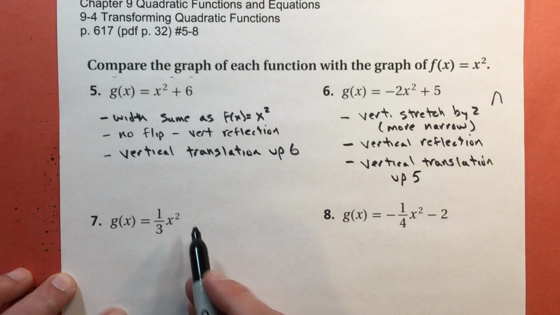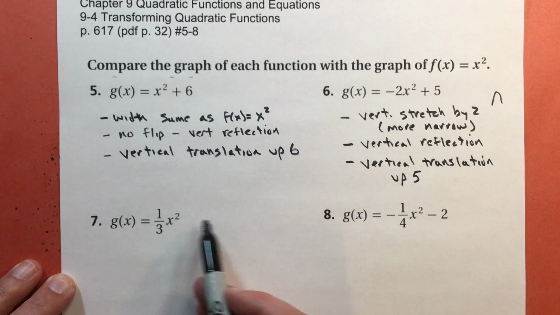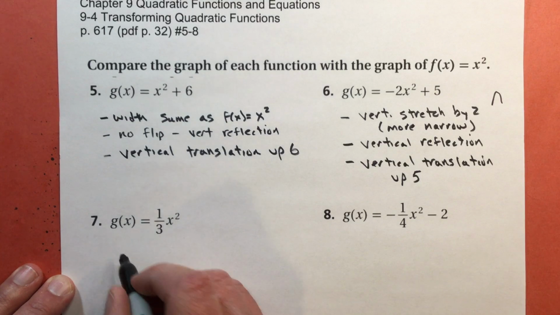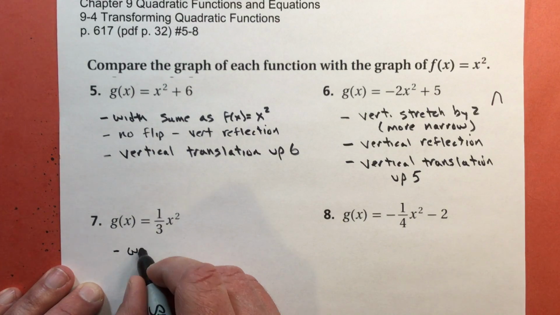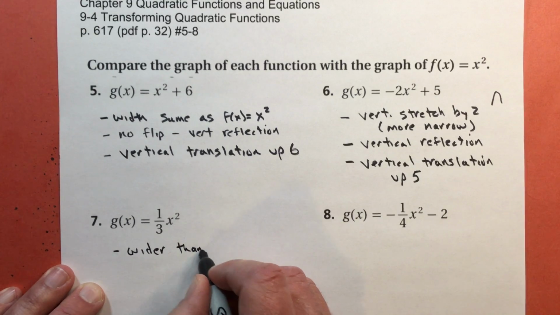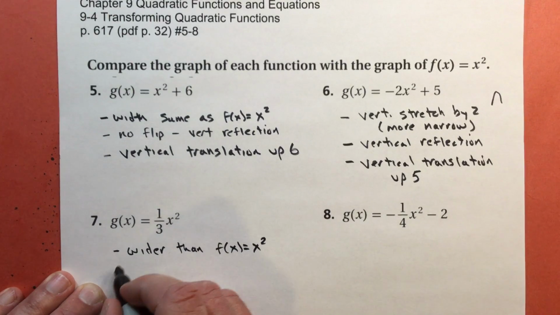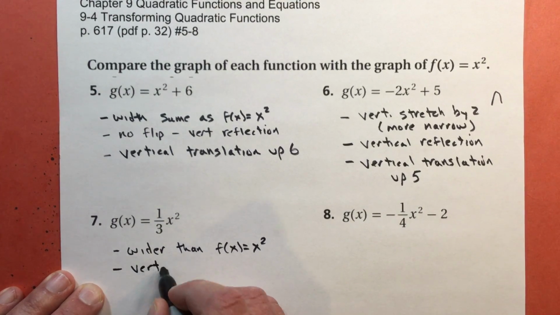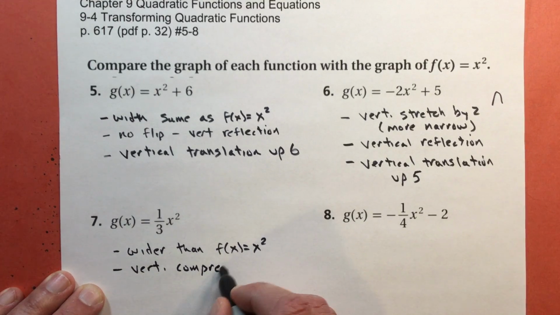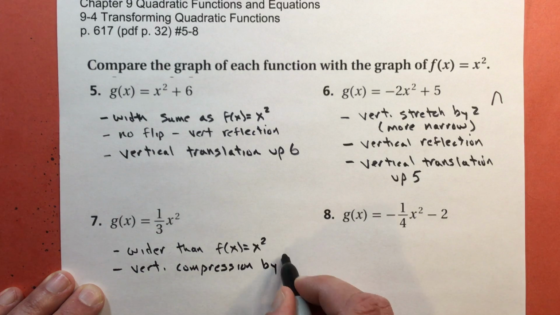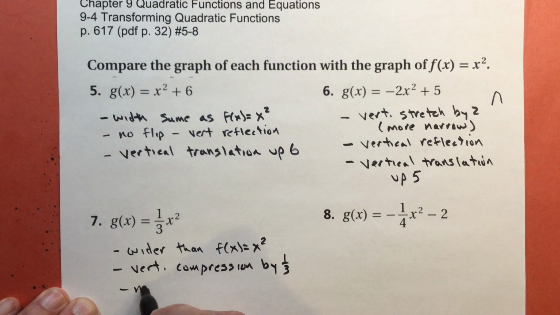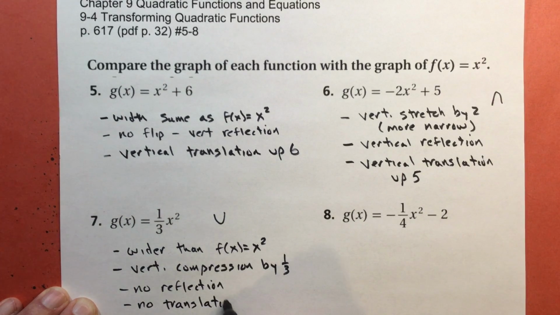For problem number 7, I'm not adding or subtracting anything, so there's not going to be a vertical translation. All I have is this 1/3. So this is wider than f of x equals x squared. However, let's be more specific. This is a vertical compression, because I squeezed it, by 1/3. There's no reflection, so it's still a smiley face. And there is no translation, vertical or otherwise.